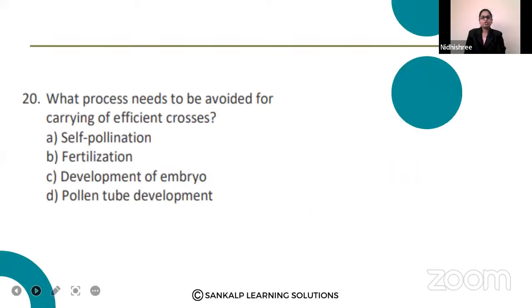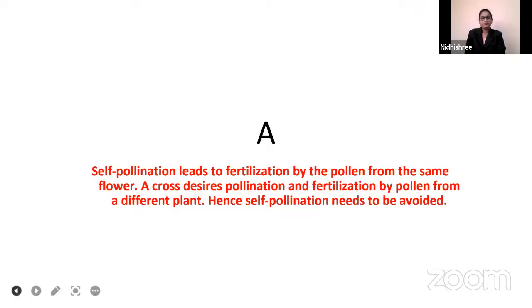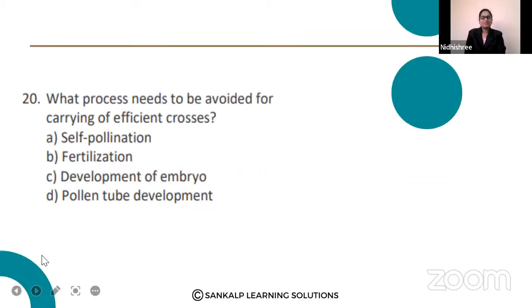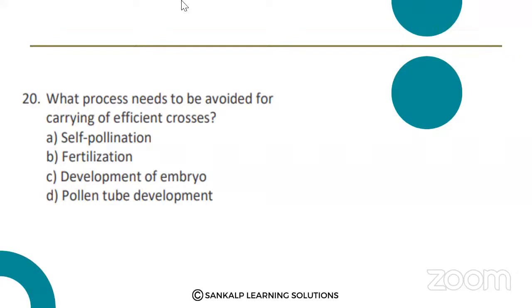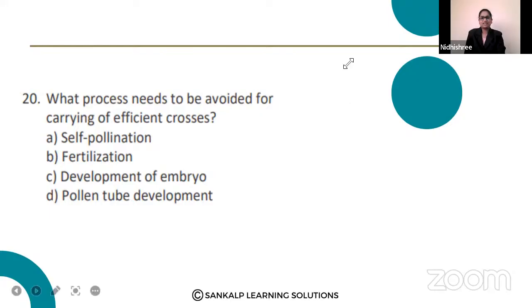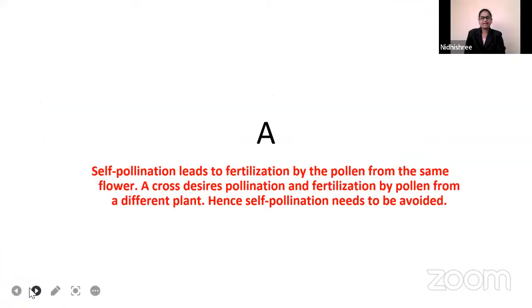Fine. 20th question. What process needs to be avoided for carrying out efficient crosses? A self-pollination, B fertilization, C development of embryo, D pollen tube development. Option A, self-pollination. Most of them answered self-pollination, which is the right answer.